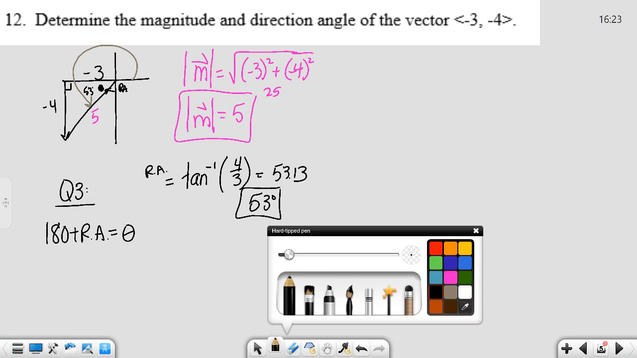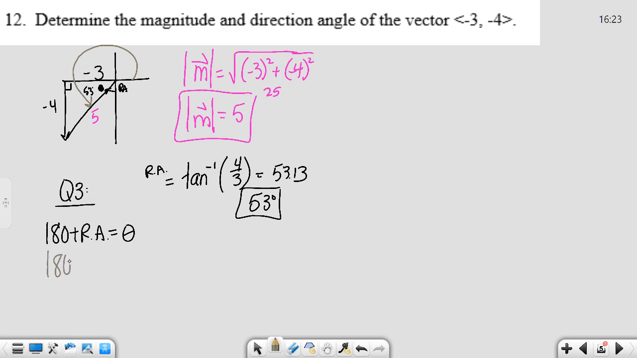I need to go a heck of a lot farther than that because I'm in quadrant 3. So I'm going to do 180 plus my reference angle, 53 degrees, to get theta, which has a value of 233 degrees, 0.13 if you're adding in that extra value.